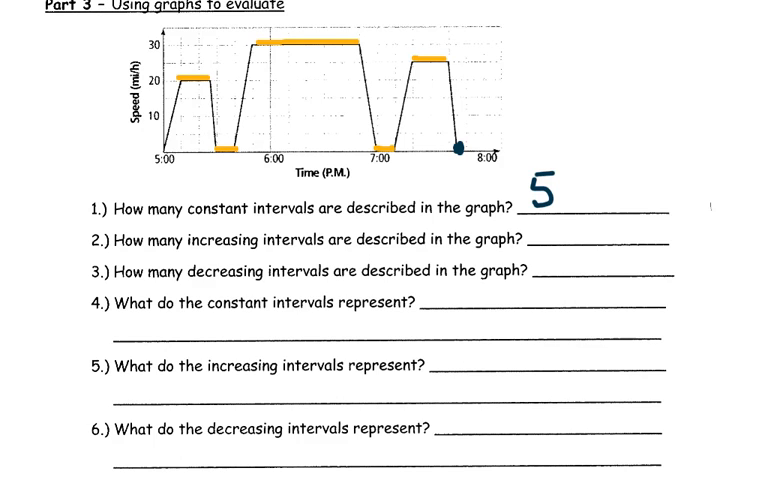How many intervals are increasing? Increasing means going up from left to right. So it's increasing there, right there, and right there. So there are 3 increasing. The decreasing intervals are here, here, and here. So there are 3 decreasing intervals.